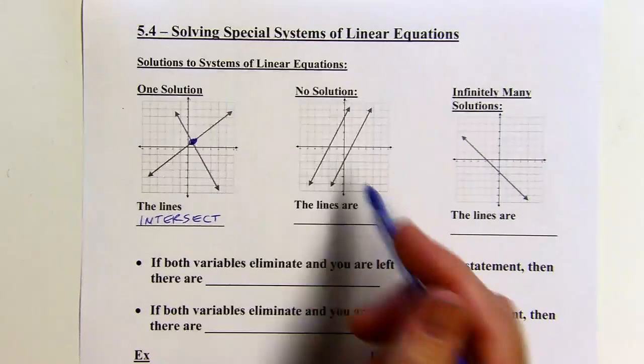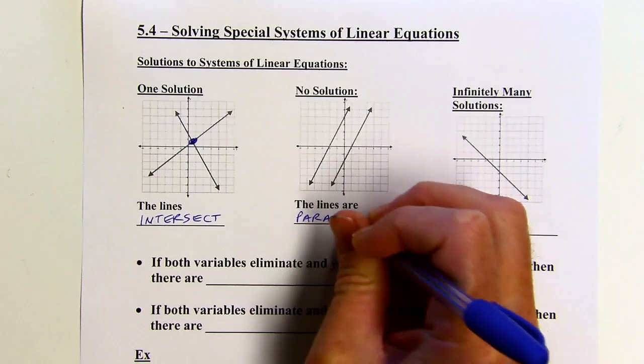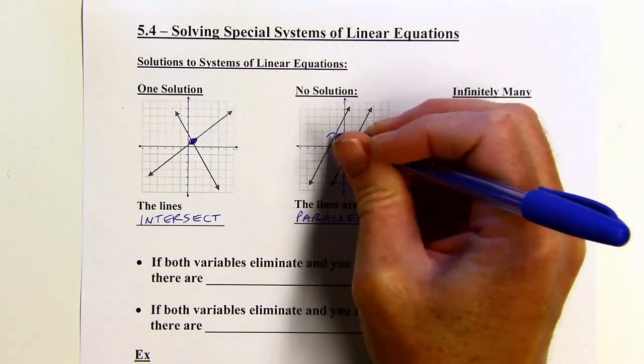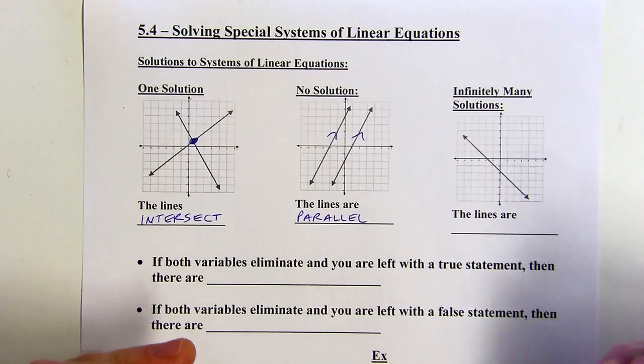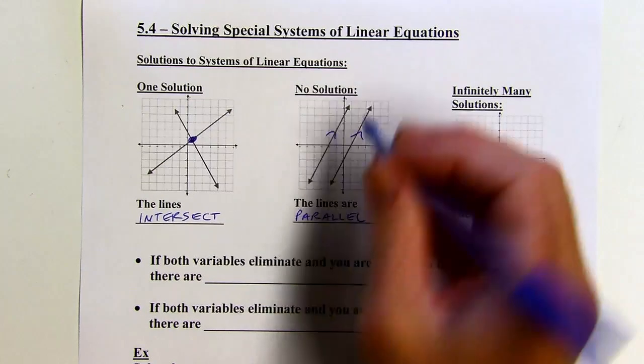So sometimes we'll have lines that are parallel, and that means that they don't intersect. So there's no solution then. Okay. So this one would have no solution.